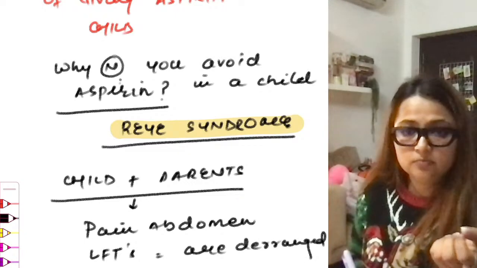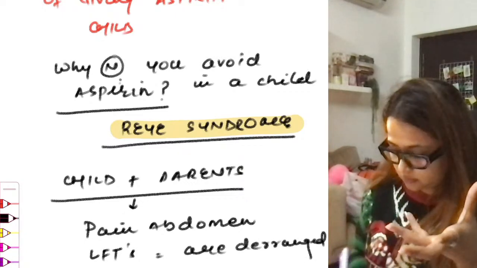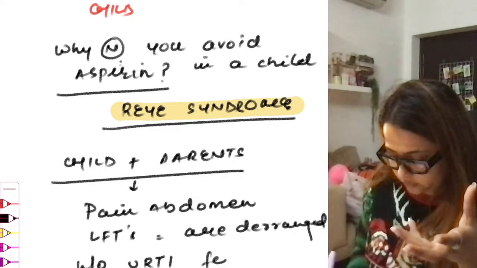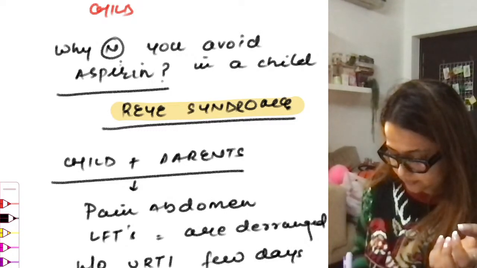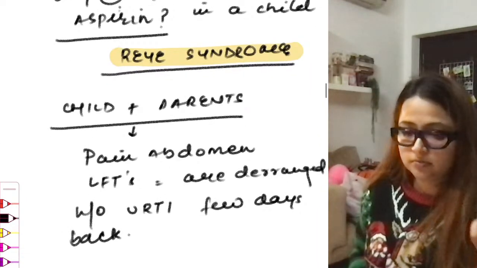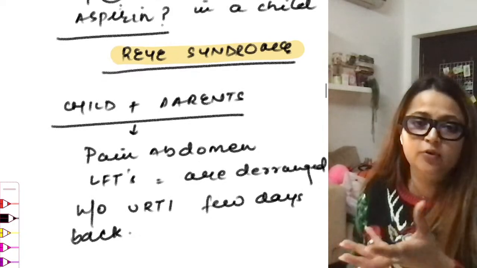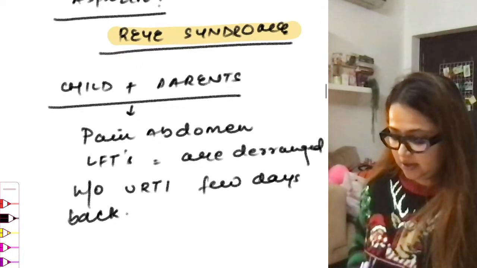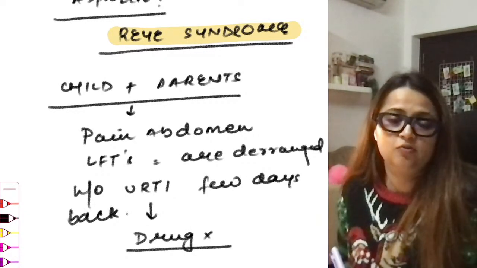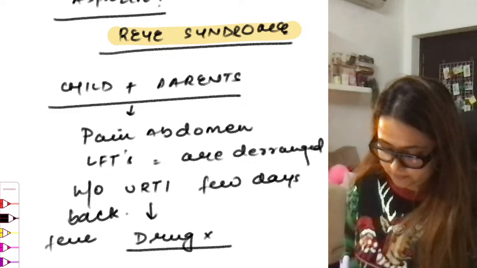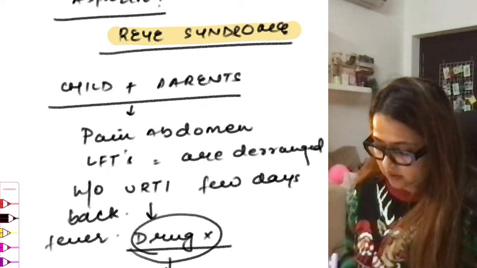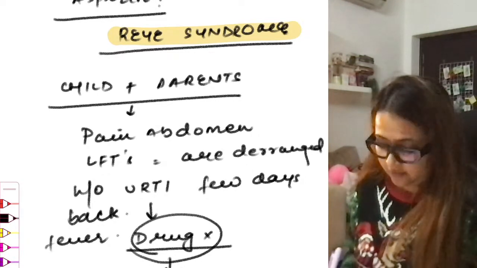All right, the child appears confused and they will give you a history of upper respiratory tract infection few days back. They will tell you, doctor, my child was having cold few days back or a runny nose, all right? And they will tell you that they gave a drug X to the child. Fever was also there, all right? Now the child is complaining of all these things. Now what is this drug X and what is this child likely to have?